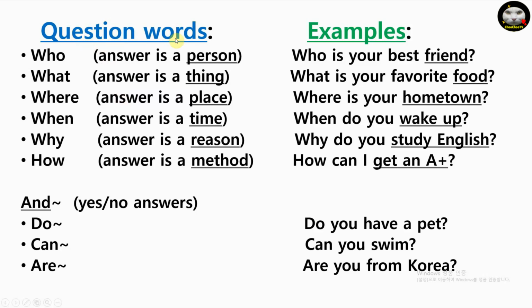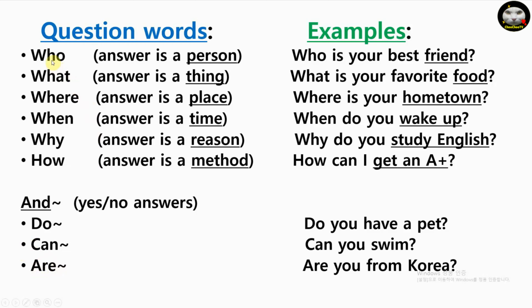Question words and examples. Most conversations will have question sentences. The question words we use are who, what, where, when, why, and these are called the 5 W's. But there's also question sentences that start with how, or do, or can, or are.